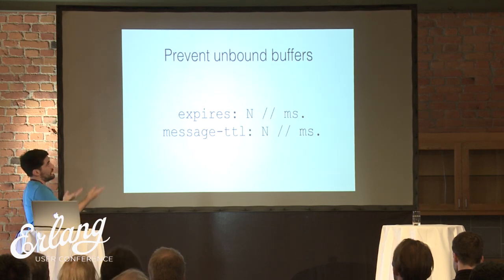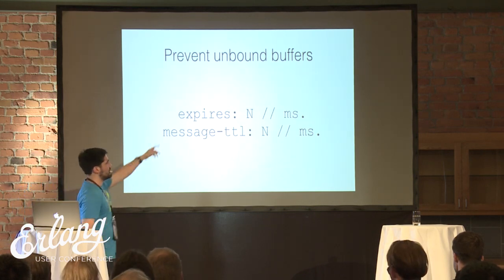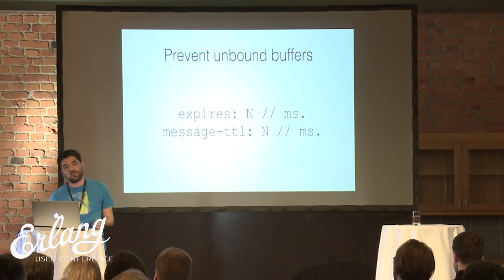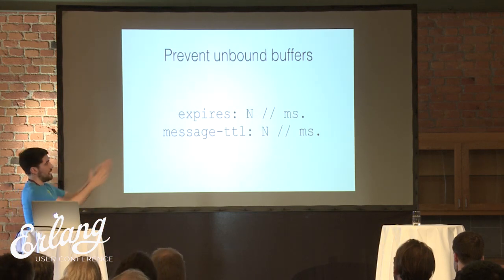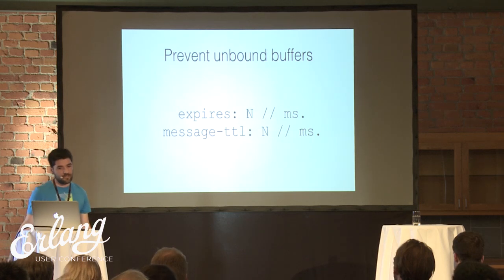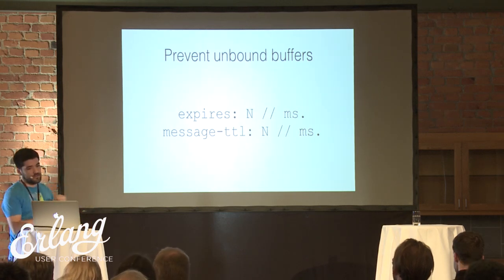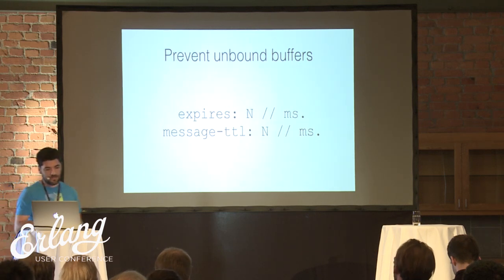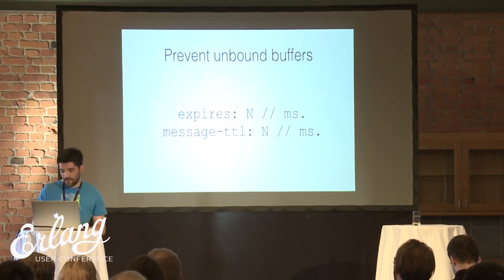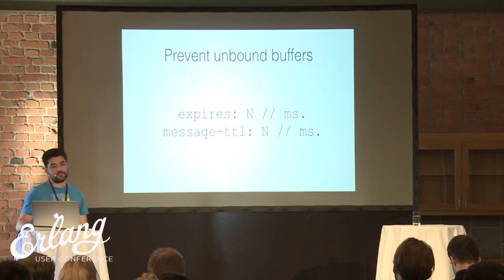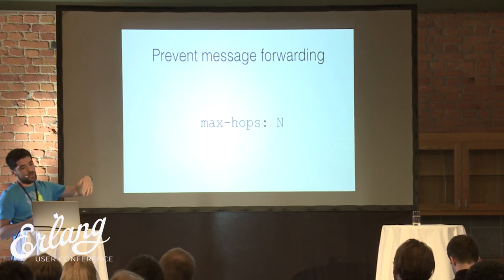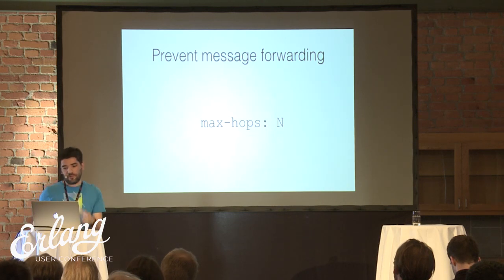So if you want to prevent unbound buffers, you can use two options. One is expires, and one is message TTL. Expires is used mostly for queues. If the queue is not used for n milliseconds, then Rabbit will just delete the queue. And message TTL just applies a TTL to messages. So that will tell this ghost queue basically how long to keep messages, because for us, maybe these kinds of events are not worth anything anymore. Then max hops is to prevent the messages from cycling, let's say, if we have a loop of federated brokers.